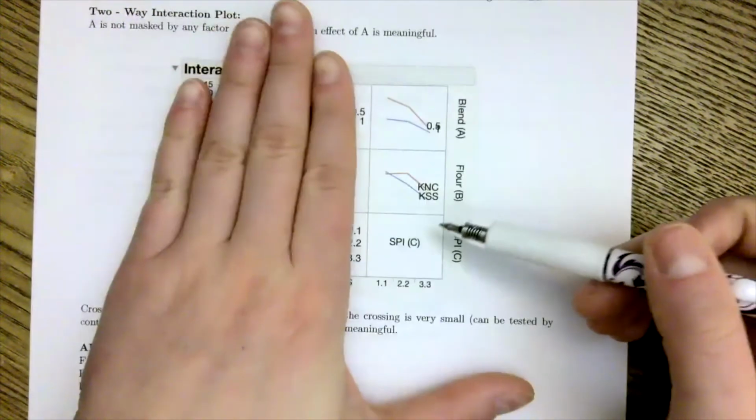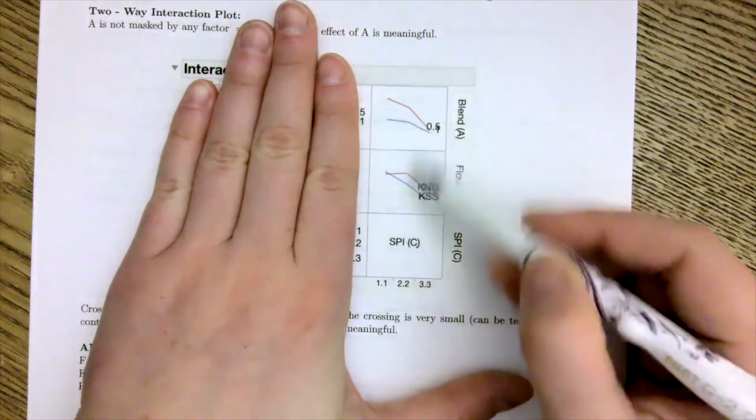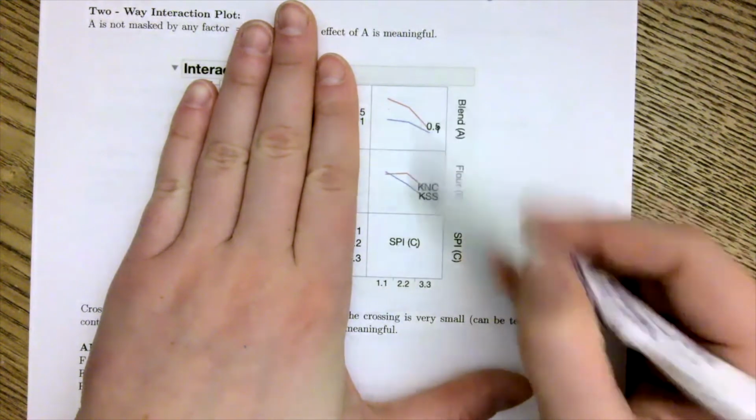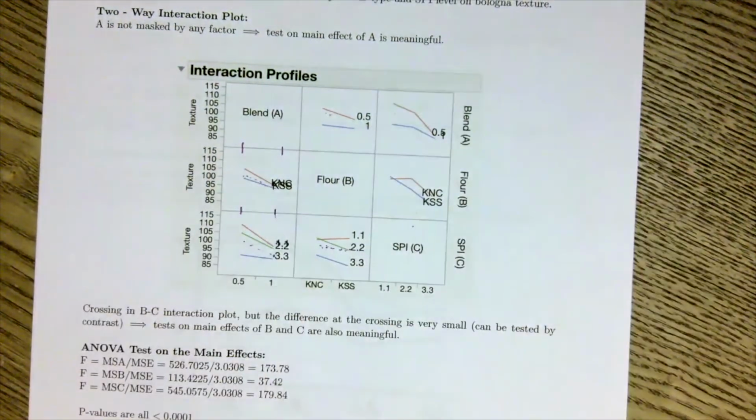Also, we can now look at our factor C, SPI. And again, if we were to draw the main effects, they would look similar to these trends. And so overall, I don't think A is masked by any factors, so the test of main effects would be meaningful. And there's a little bit of crossing with our B and C, but based on our problem and what our research question is, the difference at the crossing is super small. And so maybe we could do it through a test of contrasts. And I would say that the main effects of B and C are also meaningful.